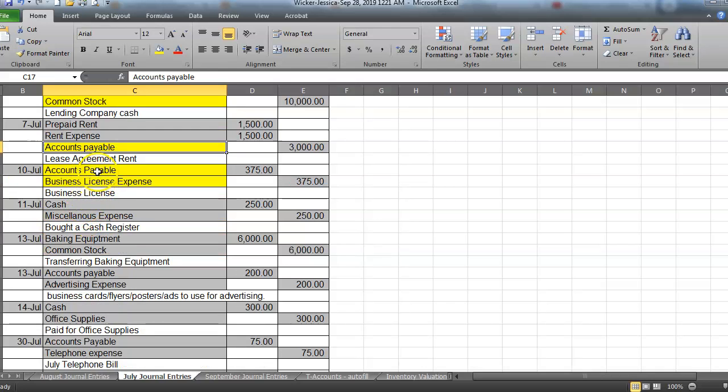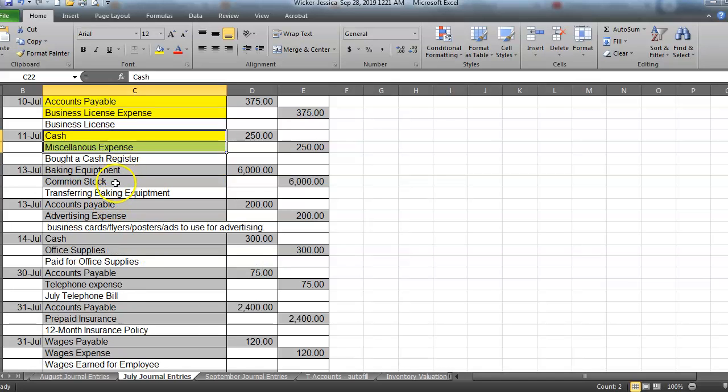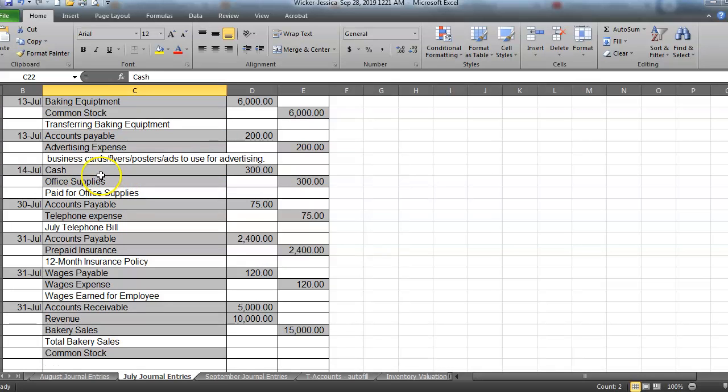The next entry here, again, the entry was paid in cash, and business license expense should never, ever be credited. In this case here, you're doing the same thing. You're doing the entries in reverse. Reverse that, debit the expense, and credit the cash. And then here, same thing, entries in reverse.